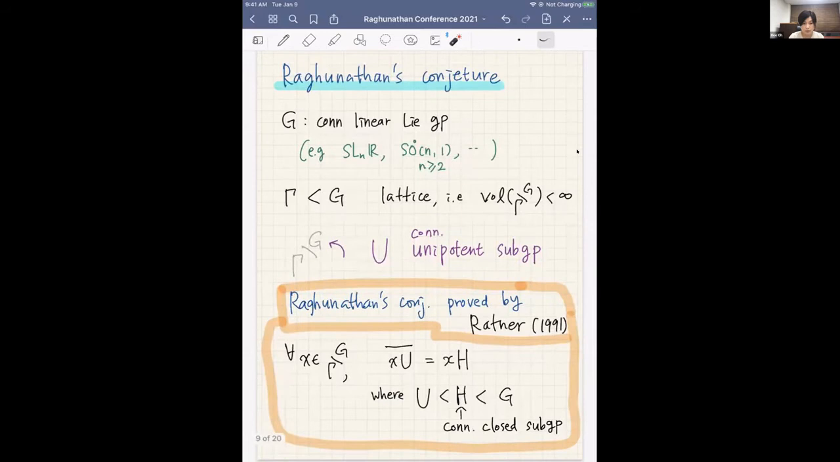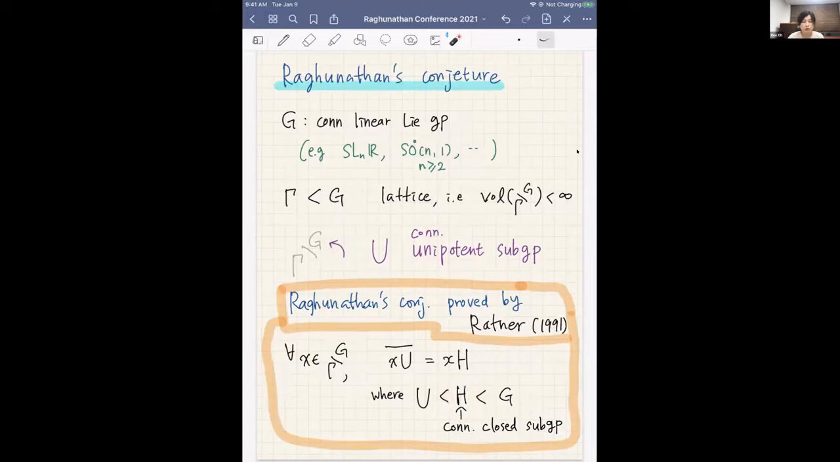Then here is the statement of Raghunathan's conjecture, proved by Ratner in 1991 in full generality. For every x in G mod Gamma, the closure of xU, the U-orbit of x, is a homogeneous space of another Lie group containing U. So the closure of xU is equal to xH for some connected closed subgroup H containing U. Okay. So this is the famous Raghunathan's conjecture.